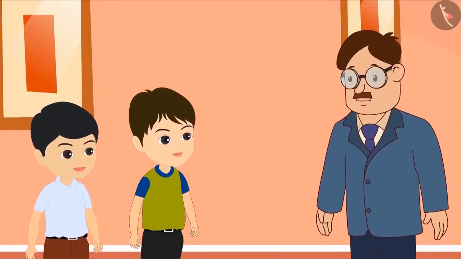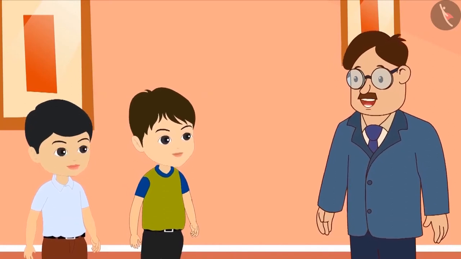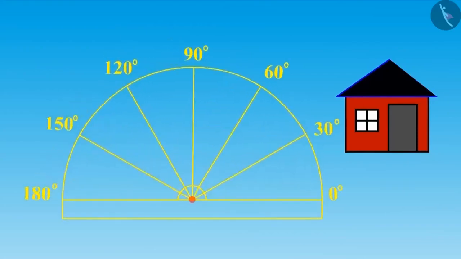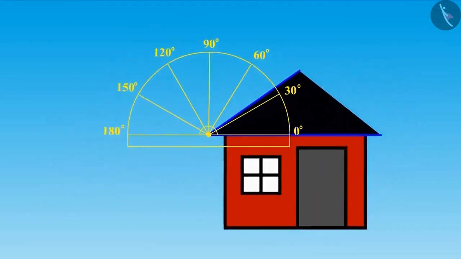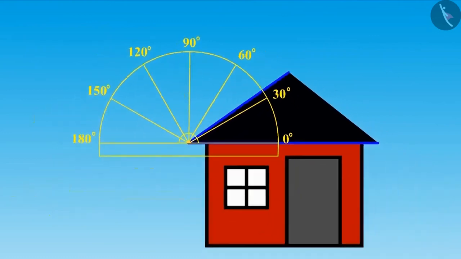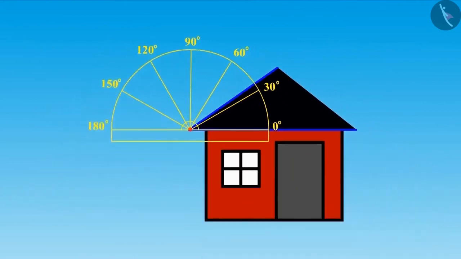Bholu's answer is absolutely correct. But how is that, Uncle? Look, kids. To measure angles, we need to make sure where the center point of the protractor is placed. This center point has to be placed at the vertex of the angle, and this arm should be aligned with the baseline of the protractor. Only then will our answer be right.